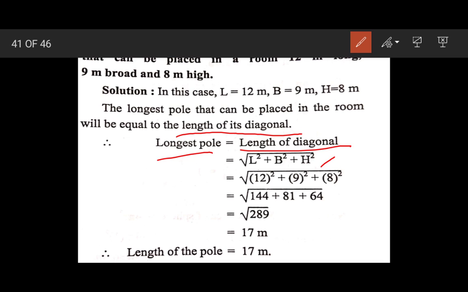So the longest pole means the length of the diagonal. So under root of L square plus B square plus H square, means length square plus breadth square plus height square. So under root of 12 square plus 9 square plus 8 square. So that is equal to under root of 289, and square root of 289 is 17 meter, and hence the length of the pole is 17 meter. Okay.